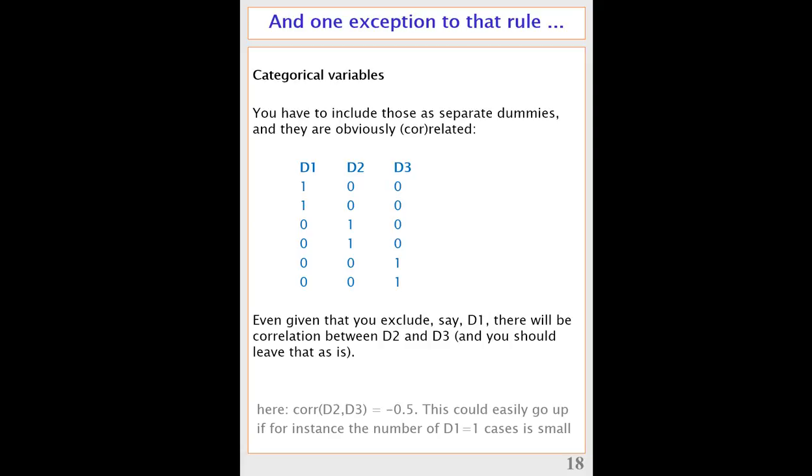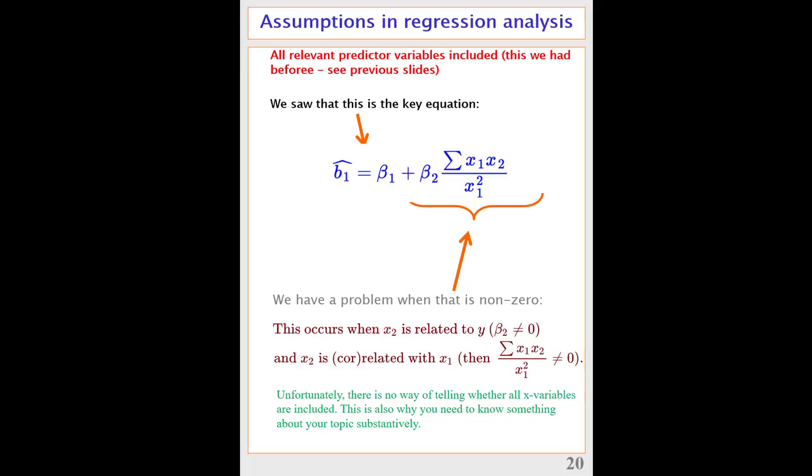Okay, that was number 1. Number 2, all relevant predictor variables included. Good, you had that already. That was the stuff from last week. The only thing to think about there is, first, is this an experiment or a survey, and which of the predictor variables am I interested in the most? If it's an experiment, usually there's only one predictor variable I'm interested in, namely the manipulation that I did, and then I need not worry so much about all the other variables.